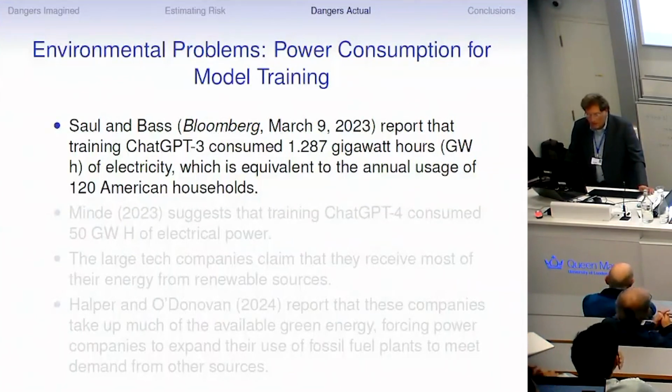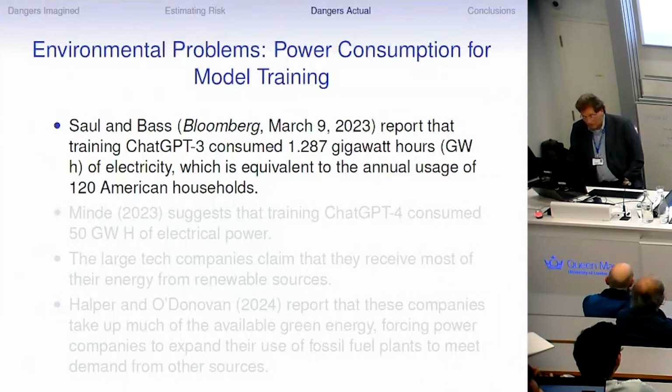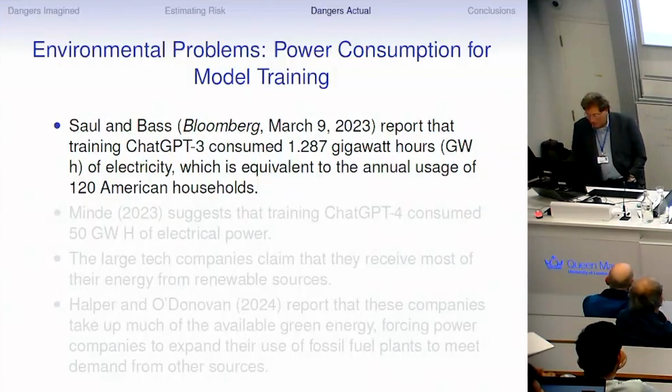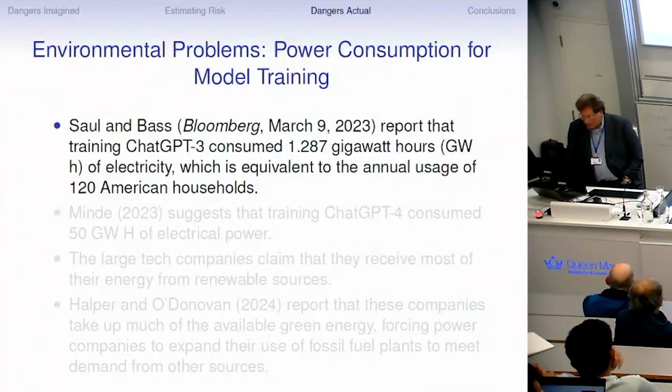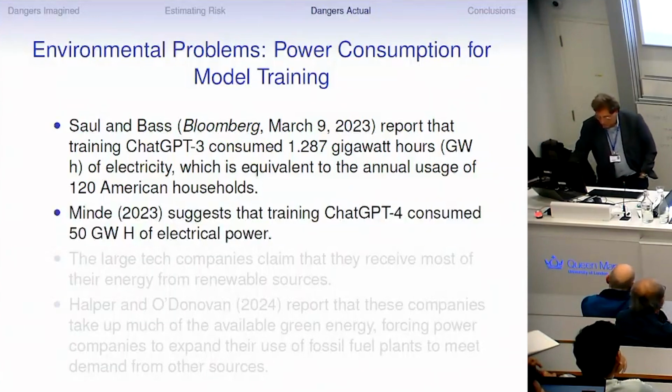Now, these create obvious environmental issues, and they're very severe. They're not always appreciated as such. So the power consumption for model training is estimated in an article in Bloomberg by Saul and Bass as follows. ChatGPT-3 consumed in its training, we're just talking about its training run, 1.287 gigawatts. That's normally what would power 120 American households, and Americans are not known for being modest in energy consumption. Whereas for ChatGPT-4, its training consumed 50 gigawatts, the size of a town.